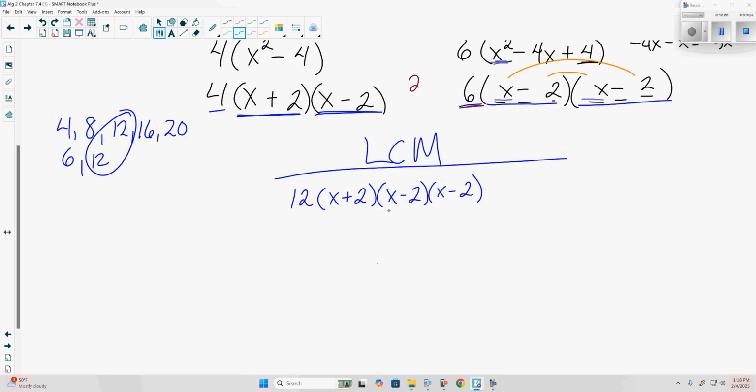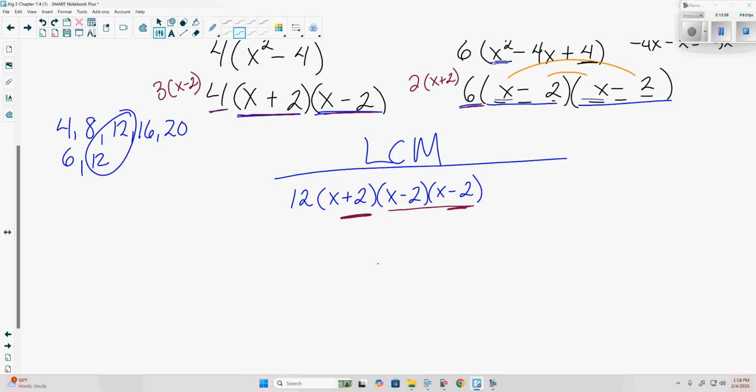Okay? It has both the x minus 2s, it's just missing the x plus 2. So if I multiply it by our 2 times x plus 2, we now get to that least common multiple. The one on the left, well, to get 4 into 2, we're going to have to multiply it by 3. It has the x plus 2, it has an x minus 2, it's just missing the second x minus 2. So if we multiply it by 3 times x minus 2, those two are now going to be the same. And that's it.